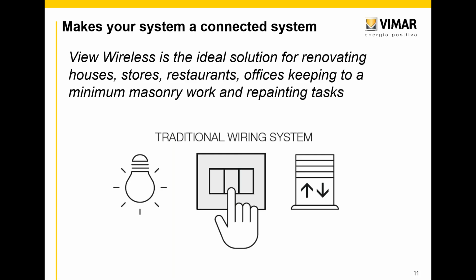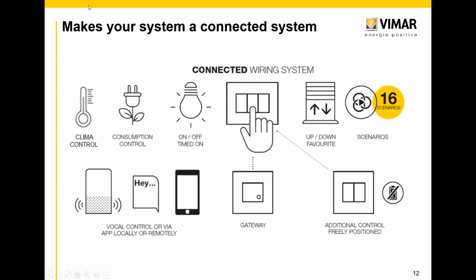One of the most important advantages of View Wireless is that it is designed mostly to be applied in retrofitting and refurbishment, not only that, but mostly. Why? Because it is very easy to move from a traditional wiring system to a connected one without big, complicated months of rework, repainting, and so on. So it is very, very easy to transform your house into a connected house.